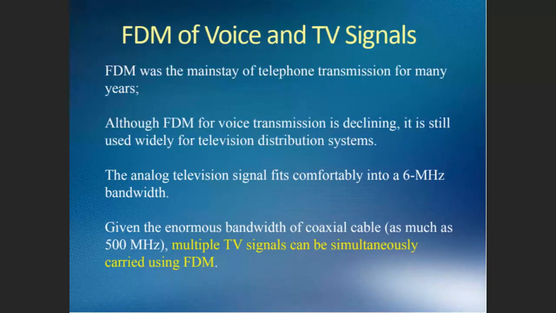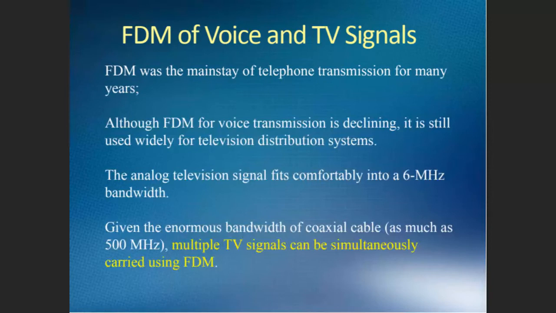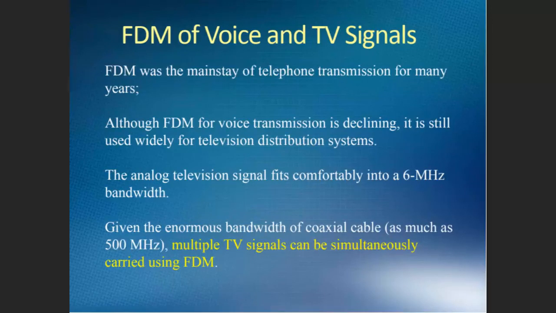Frequency division multiplexing of voice and TV signals. This was used by telephone transmission in the old days. For many years, people were using FDM. Nowadays it is declining, but it's still used for television distribution systems at the time of this book. The analog television signal fits comfortably into a 6 megahertz bandwidth. We already talked about this, remember? It was 6 megahertz to send a video.